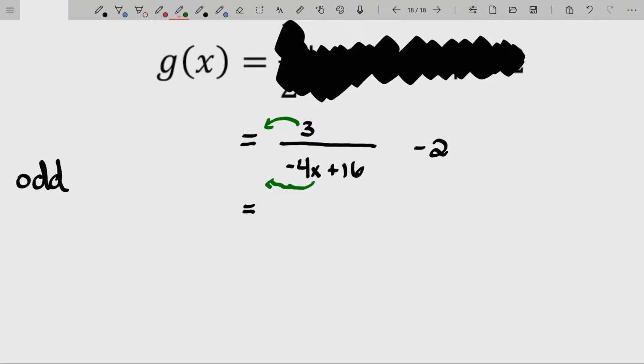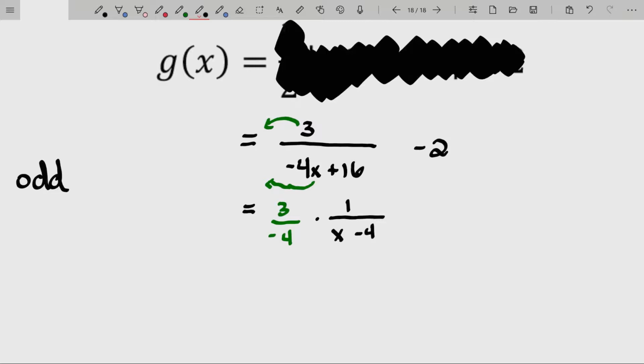So what does this look like? Well, that's a 3 over a negative 4. And what happens with the rest of it? Well, the numerator becomes 1, obviously. If you divide negative 4x by negative 4, it becomes just a regular old x. If you divide 16 by negative 4, well, you get that.